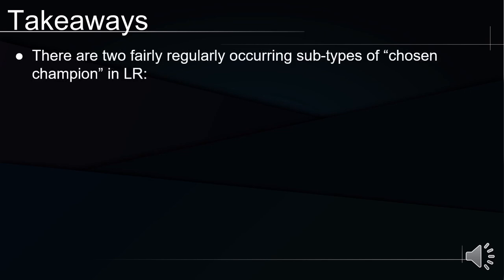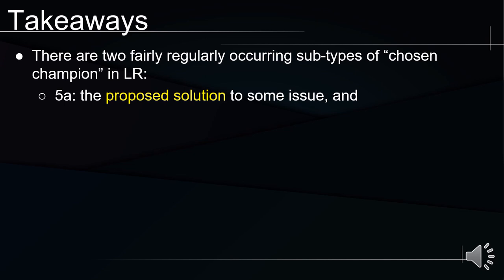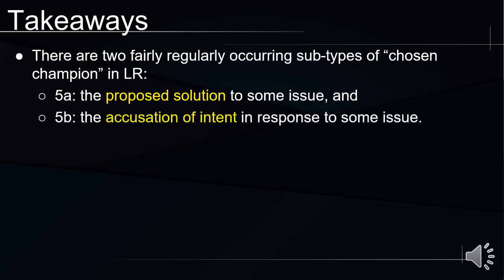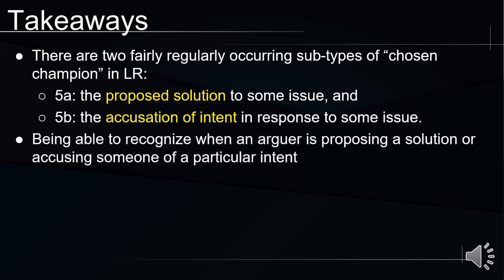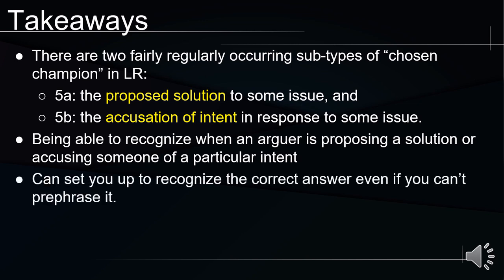And that brings us to the end of the presentation. So the whole point of today was just to introduce you to two fairly regularly occurring subtypes of the chosen champion in LR. 5A is the proposed solution to some issue, and 5B is the accusation of intent in response to some issue. Being able to recognize when an arguer is proposing a solution or accusing someone of a particular intent can set you up to recognize the correct answer, even if you can't pre-phrase it.